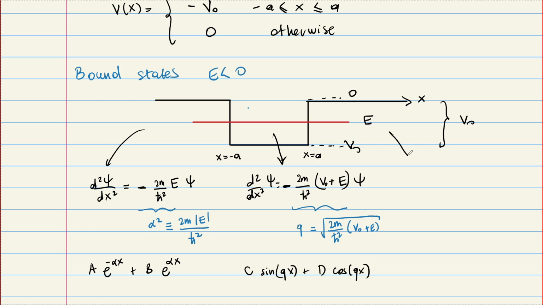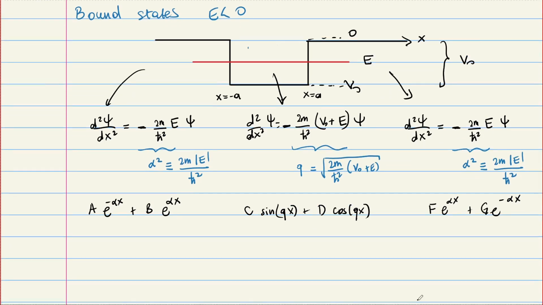And on this side, I have exactly the same solution here. Let me just copy. So nothing changes here. And here I am going to call it A, B, C, D. E is energy, I'll skip E. F, e to the alpha x plus G, e to the minus alpha x. Good. So this is the solution of the differential equation.